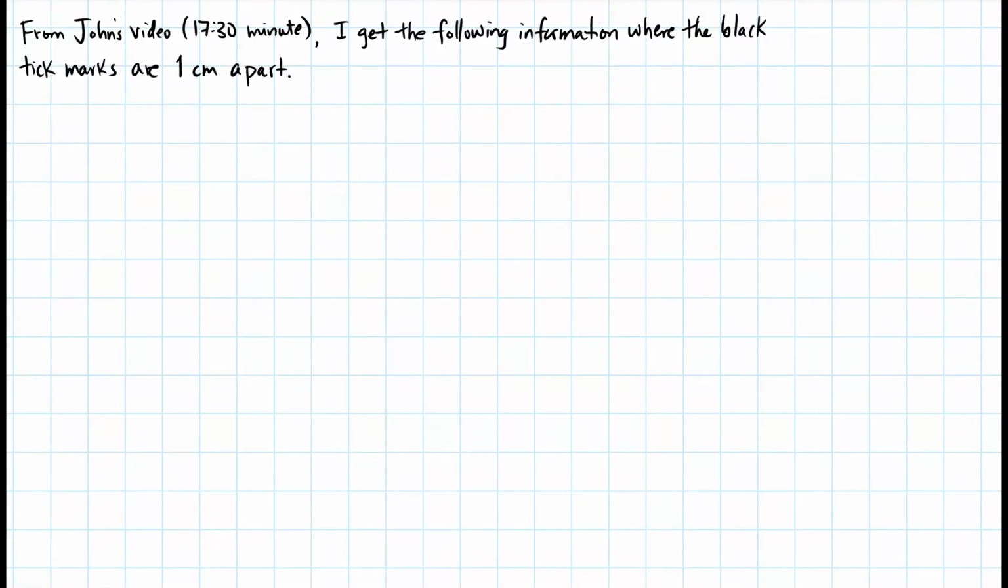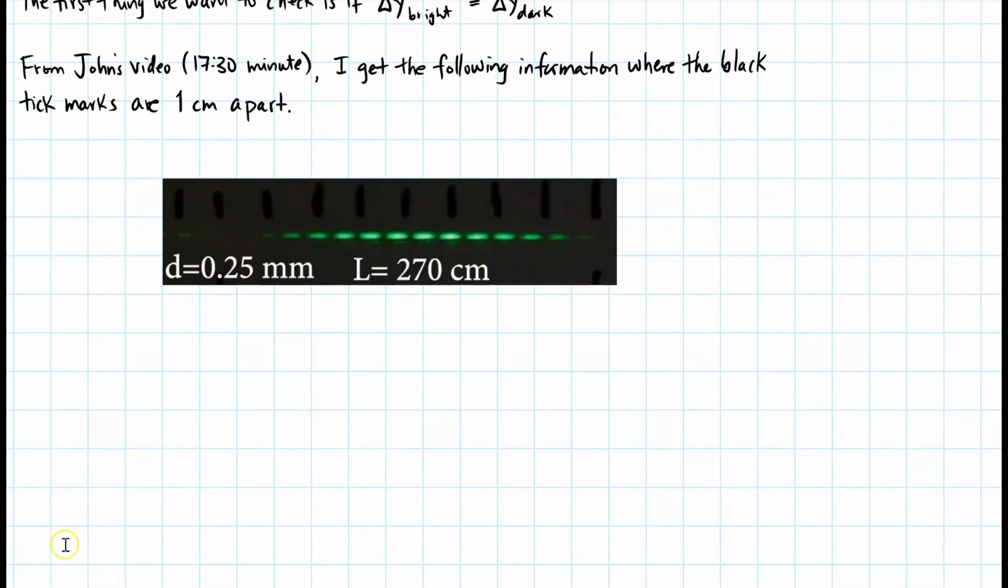From John's video at the 1730 mark, I get the following information, where the black tick marks are 1 centimeter apart according to John. You could do one of two things here. If you have a tablet, you could come in here and pick two spots. So let's say I pick this spot here and this spot there, so I'm going from the middle, and I know that that distance according to John's scale is 1 centimeter.